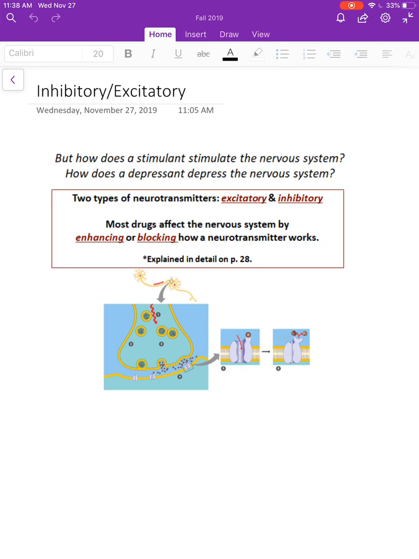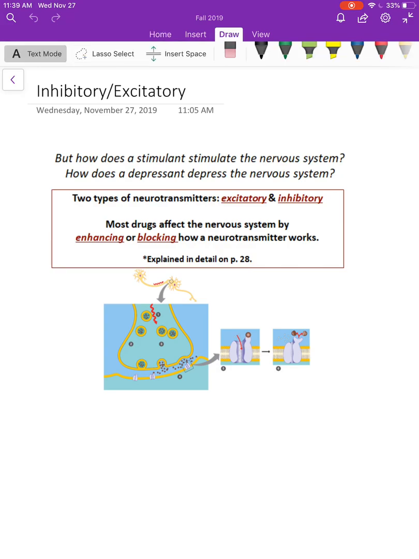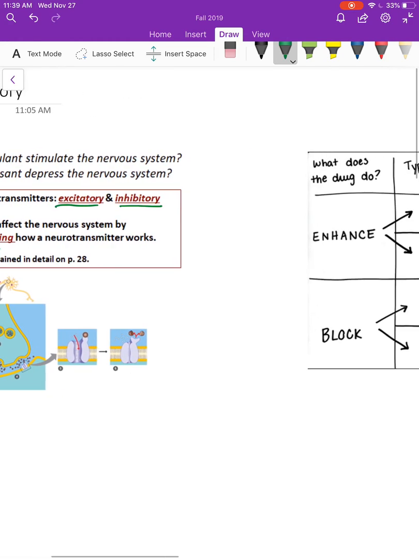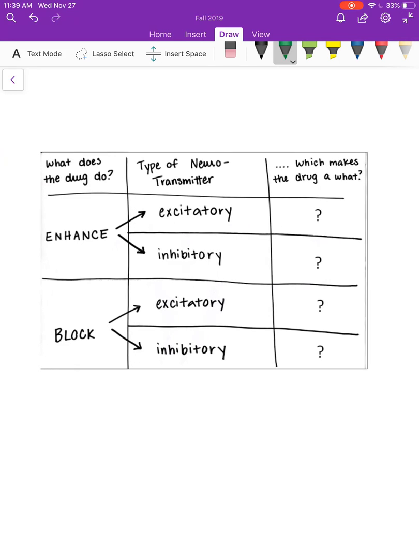Hey guys, so I'm going to be going over what we did in lab 3, which was inhibitory and excitatory neurotransmitters. So basically there are two types of neurotransmitters, the excitatory and inhibitory, and most drugs affect the nervous system by either enhancing or blocking them. So let's go over what this would mean.